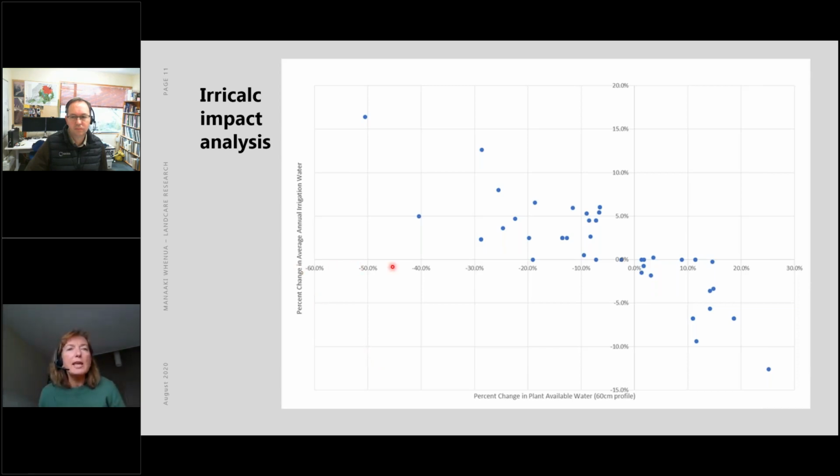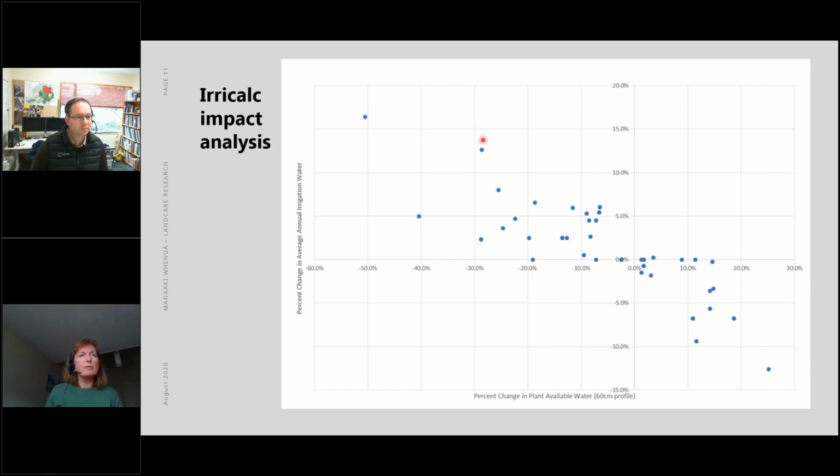On the x-axis here, we have the percent change in PAW, whereas the y-axis is the commensurate change in water irrigation demand. The numbers here are minus 10% here, plus 10% there. So really it's within plus or minus 10%, that's where most of the predictions have fallen, with a couple of exceptions, one down there and a couple up there.